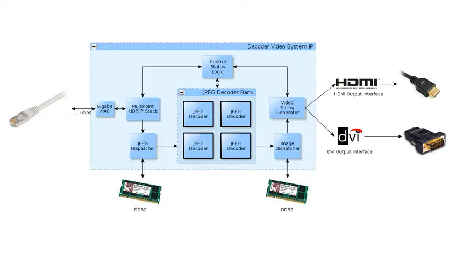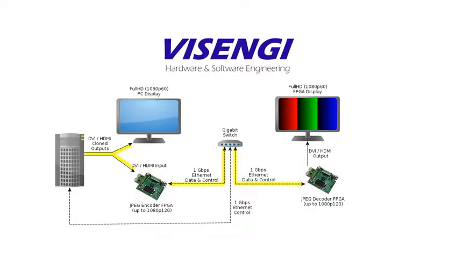It is connected to 4 high-speed hardware JPEG decoders working in parallel. The decoding throughput is up to 352 megapixels per second or more than two 1080p 60 streams. After decoding, the video is sent to a HDMI DVI output interface where the video timings and clock are automatically generated for each resolution. And now the second display shows the same cloned image as the first display.